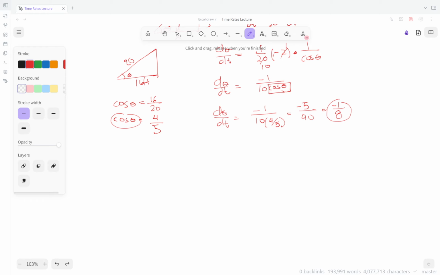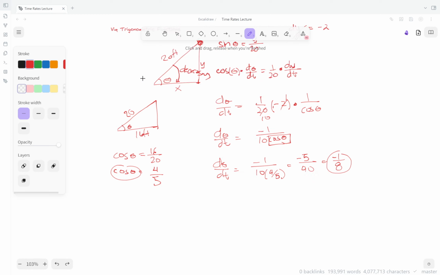Now, what's next? We need to find dx/dt. So how do you find that one? You can find dx/dt with the relationship between x and theta. How do you relate x and theta? Well, you could use cosine of theta is equal to x, sorry, not 16, but x over 20. I think I messed this up.